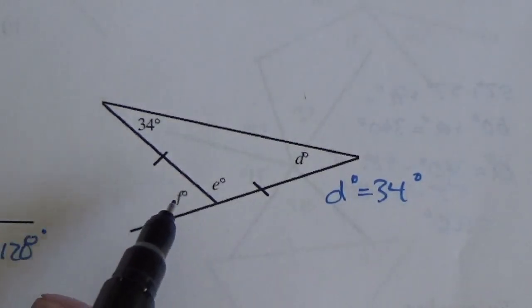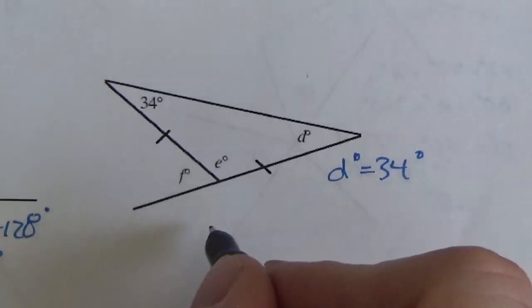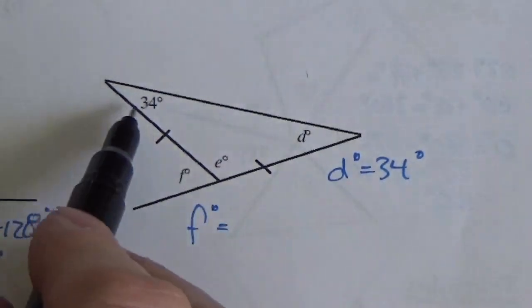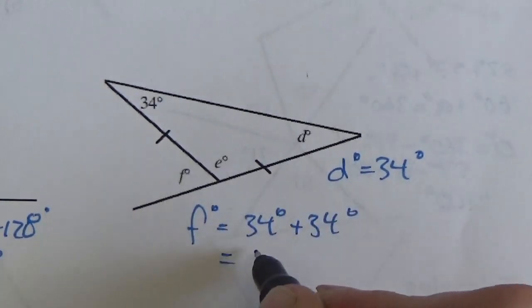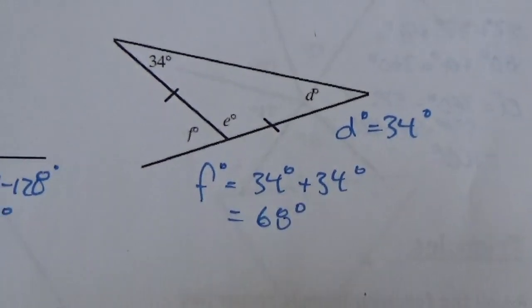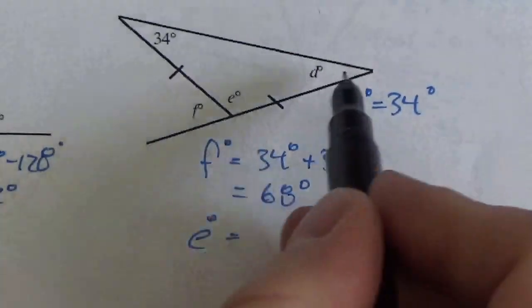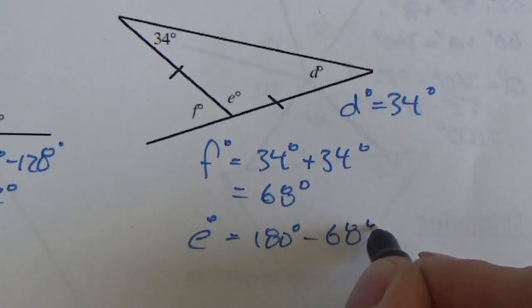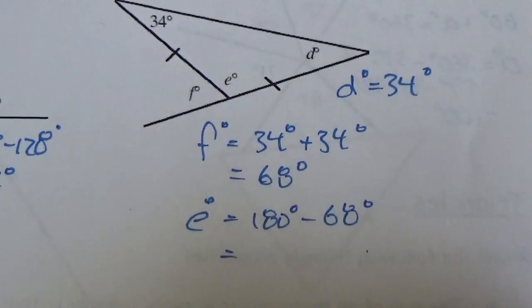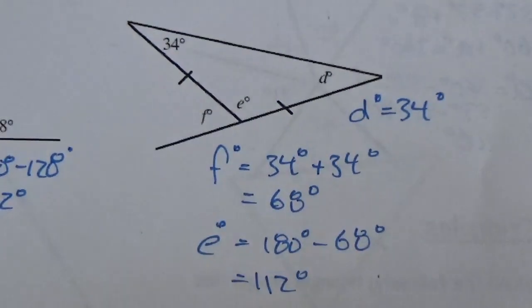And then, oh, that's right, that's F. F is an exterior angle. So F is going to equal the sum of the two inside opposite angles. So it's going to be 34 degrees plus 34 degrees. So F is going to be 68 degrees. And then E, well, E and F are supplementary. Together they form a straight line. So it's going to be 180 degrees minus 68 degrees. So 180 minus 68 will be 112 degrees.